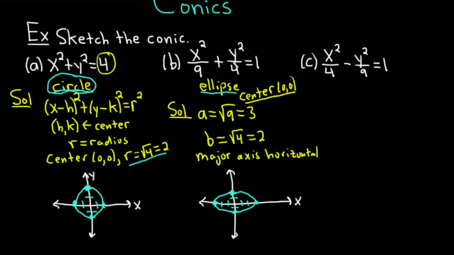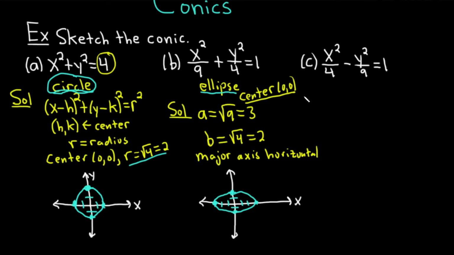If instead the 9 was under the y squared, then the bigger number would be under the y, the major axis would be vertical, and we'd go up and down by a. So bigger number under the x, horizontal, you go left and right by a. Bigger number under the y, it's vertical, you go up and down by a. That's the key.